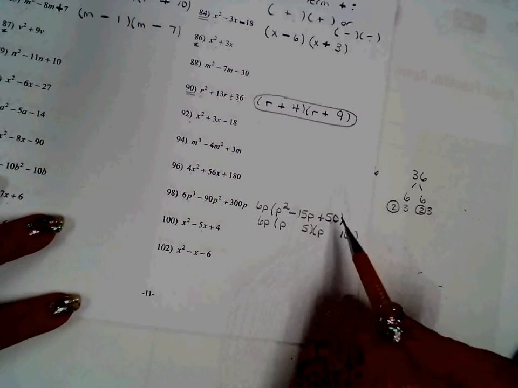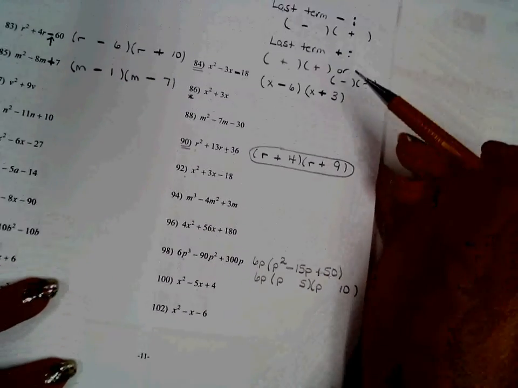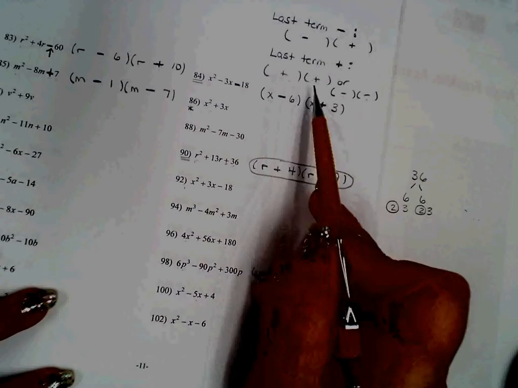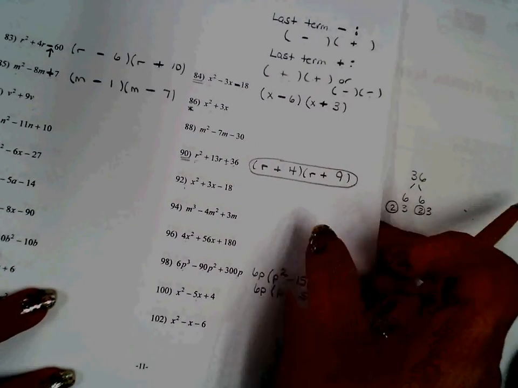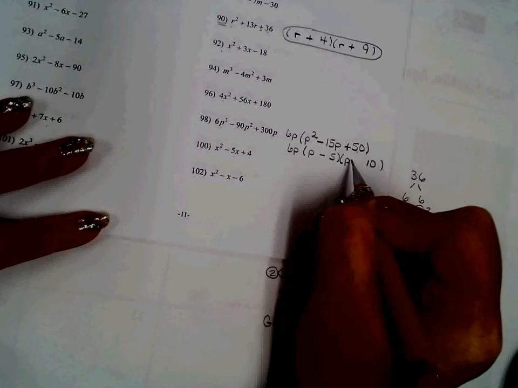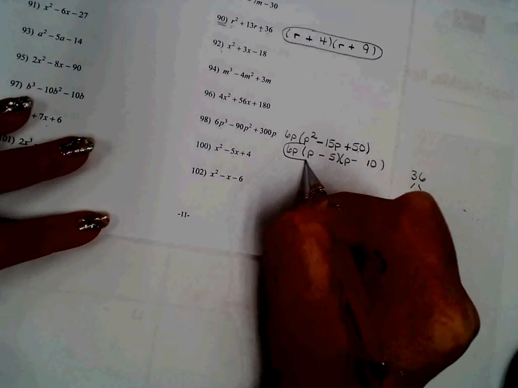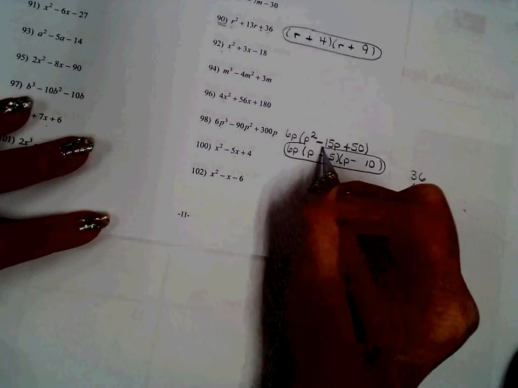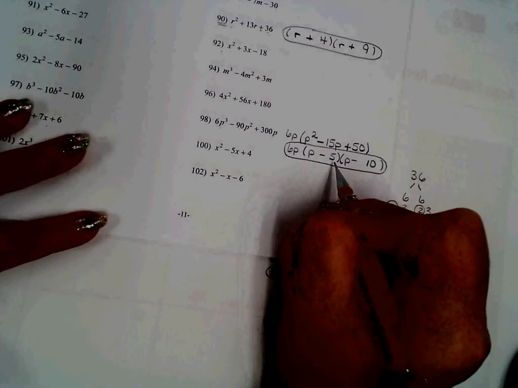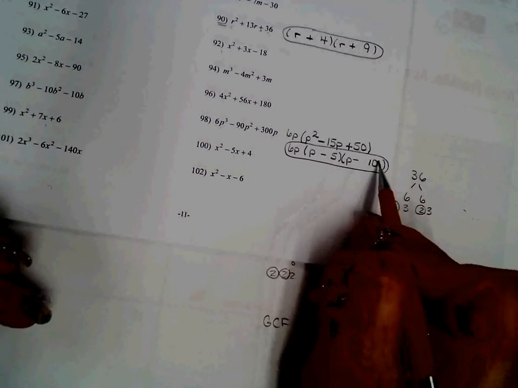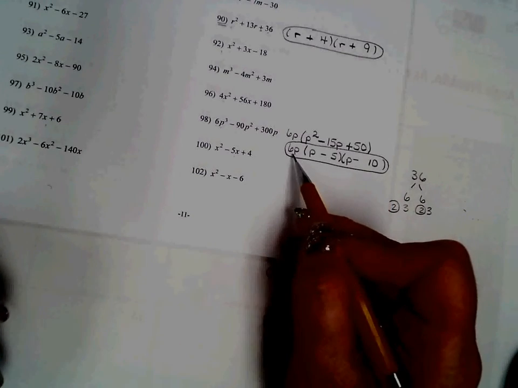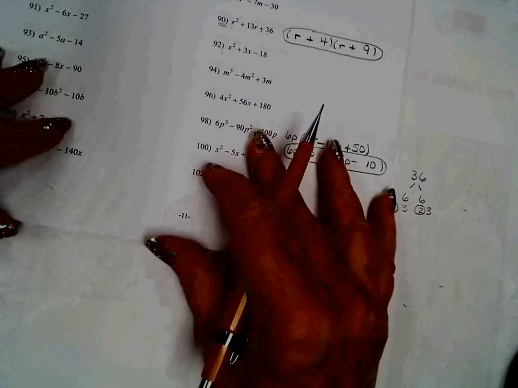I want a negative 15. Look back up here at my notes. If the last term is positive, they're either both positive or they're both negative. If you figured it out, they match the middle. The middle's negative, so these are both negative. So my answer to this one is 6p, p minus 5, p minus 10. If you just write this part, it's wrong. If you forget to write this part, it's wrong.